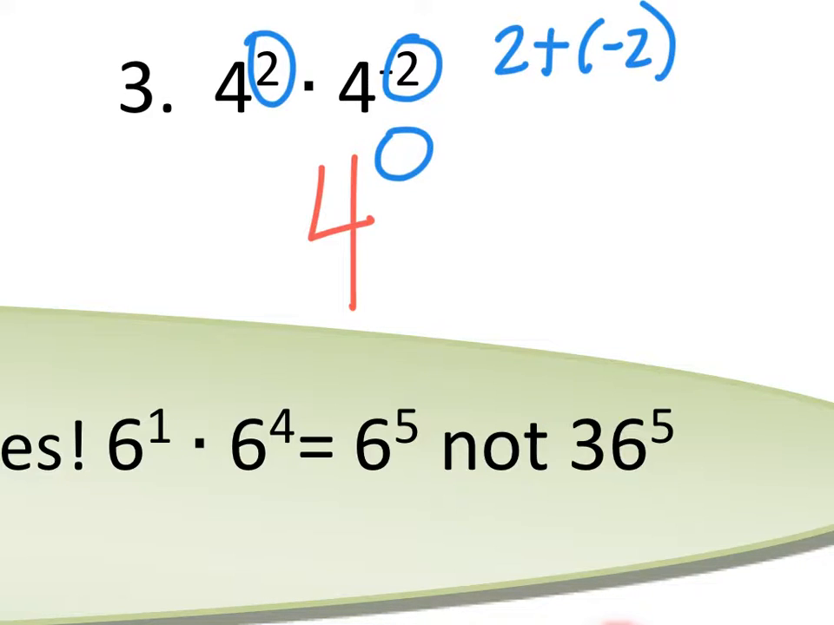Why is that my B answer? We're going way back, like 2 weeks. Why is that my B answer? What is 4 to the 0 power? 1. Because anything to the 0 power is 1.